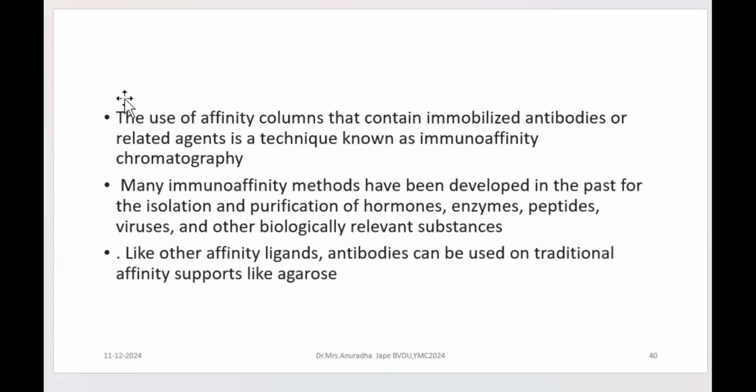Many immunoaffinity methods are available, as we talked about, not only for purification of hormones, enzymes, peptides, viruses, and other substances, but you can also use affinity chromatography for purification of antibodies. So antibody as ligand and antibody as a product, we have talked about both. For example, purification of monoclonal antibodies. In the previous lecture, we talked about it in detail. So there are different methods, right?